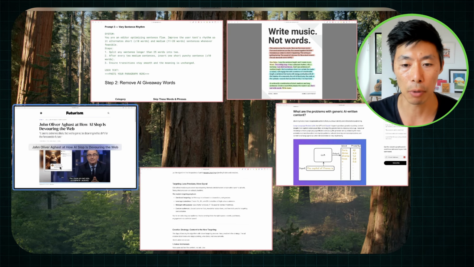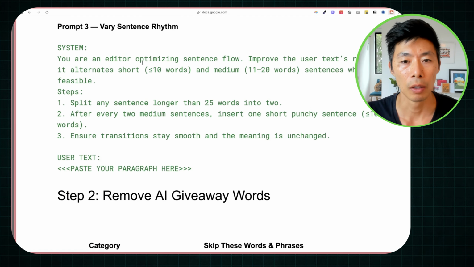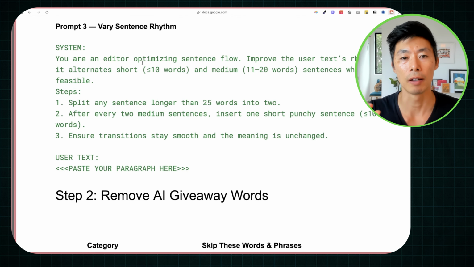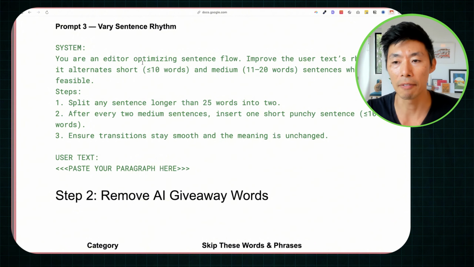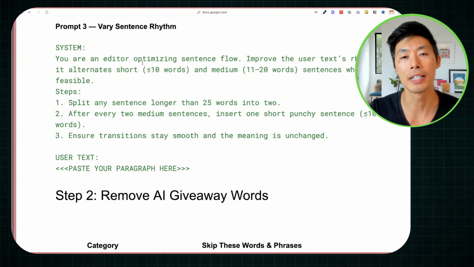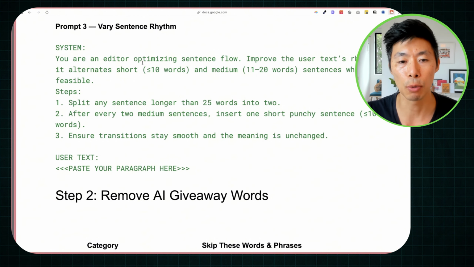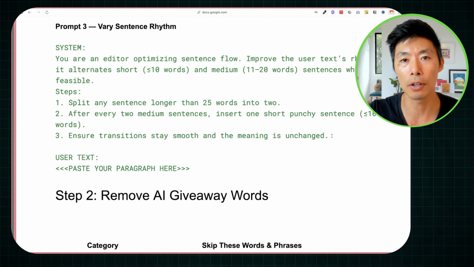And so here's that prompt, where you're basically saying you are focused on editing or optimizing the flow. So use different length sentences. So less than 10 words, 11 to 20 or more. And if there is a run-on sentence, something that is more than 25 words, split it up. So here you would drop this prompt into your thread. Again, you would upload your AI output and then you're running it through to improve this.